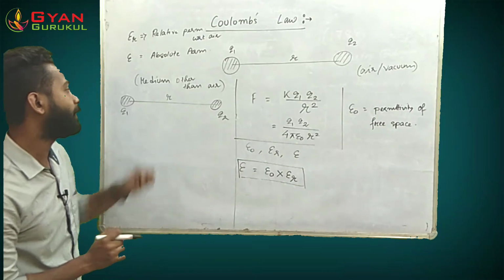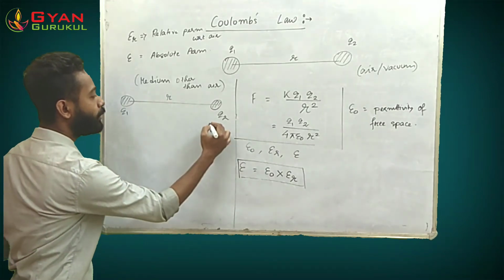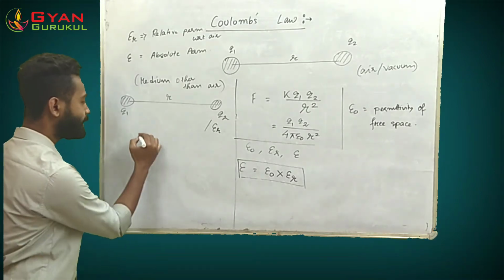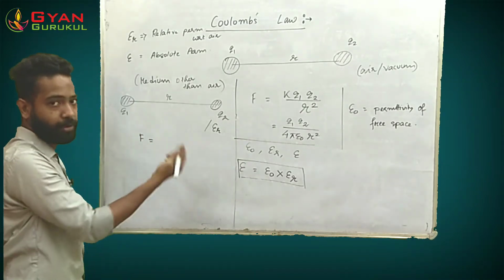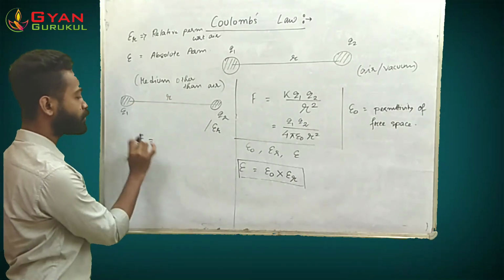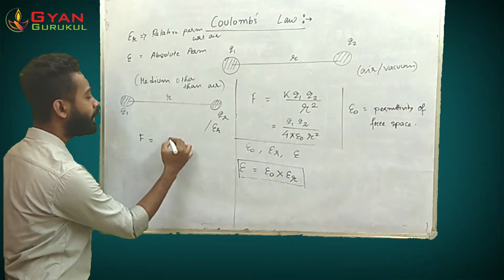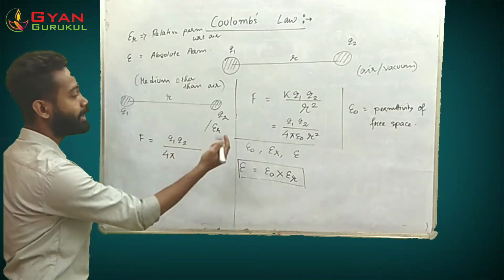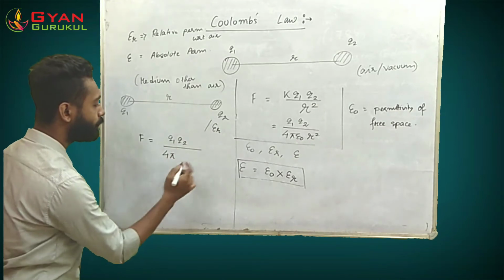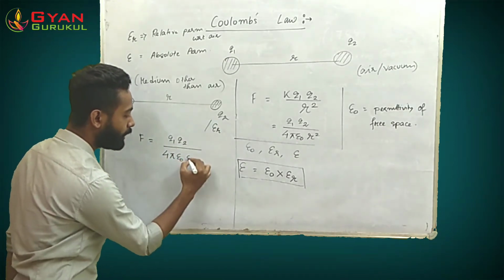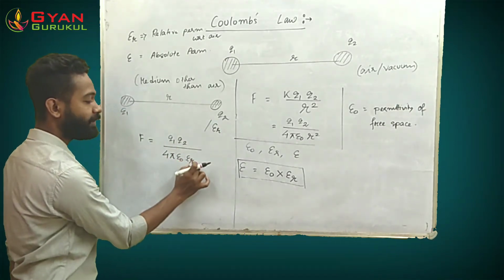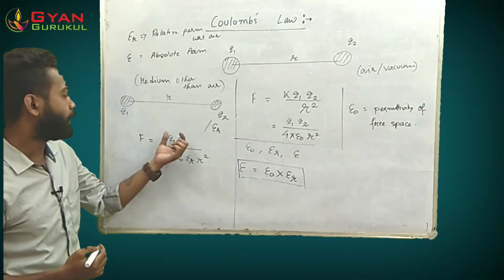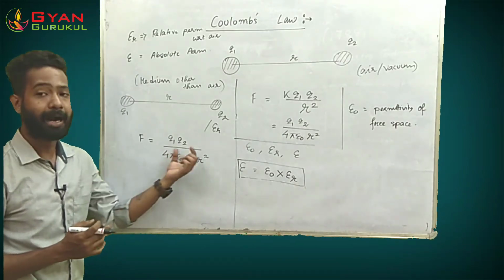Suppose you are given a medium and also the relative permittivity of the medium as epsilon r. In this case the force might be attractive or repulsive depending on the nature of the charges. The electrostatic force would be given by q1 into q2 by 4 pi. Since you are given epsilon r, we use epsilon naught into epsilon r. You multiply epsilon r with epsilon naught and get the formula q1 q2 upon 4 pi epsilon naught epsilon r squared.